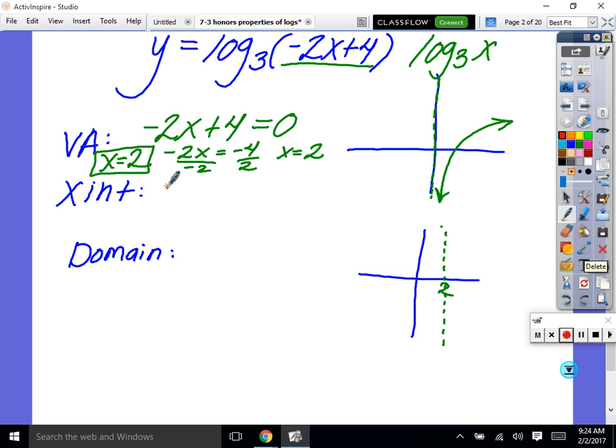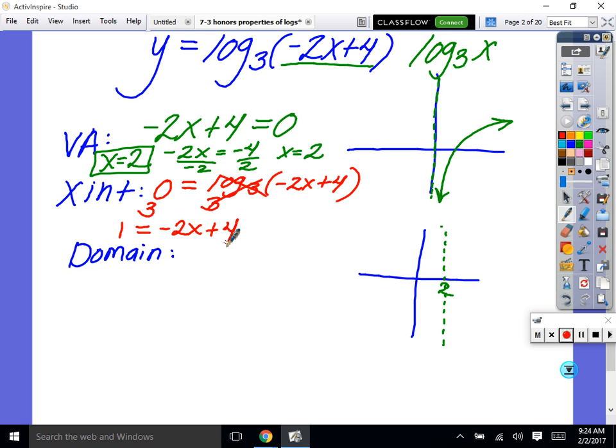So let's set up our true statement. 0 is equal to log to the base 3 of negative 2x plus 4. Now solve for x. So what do we need to do? It's trapped inside log to the base 3. How do we undo log to the base 3? Base 3 of both sides. What's 3 to the 0 power? So we have 1 is equal to, base 3 and log to the base 3 cancel out, negative 2x plus 4. Now solve for x. So we'd subtract 4, right? So we would have negative 3 equals negative 2x, right?